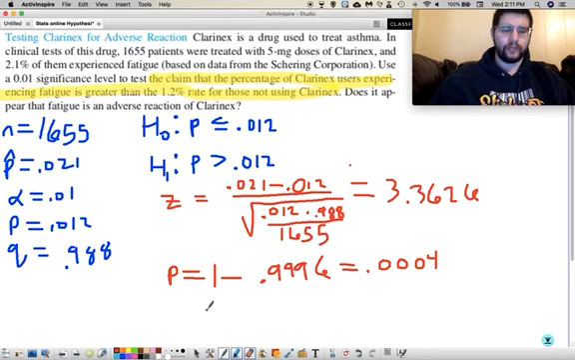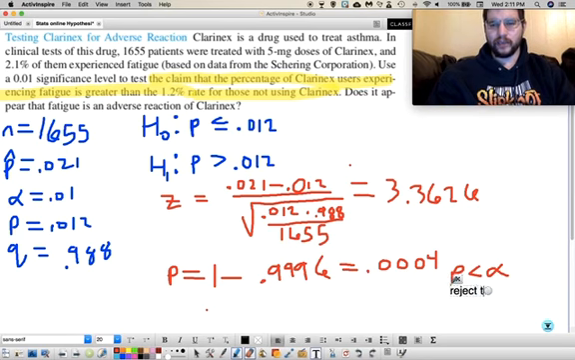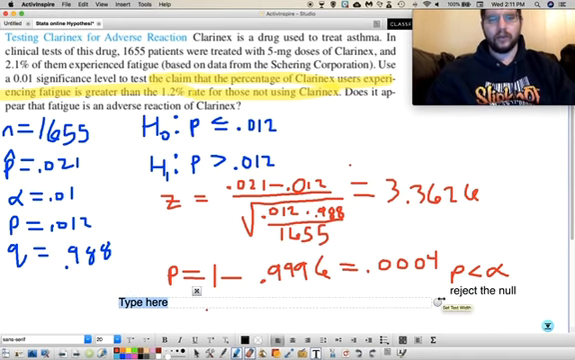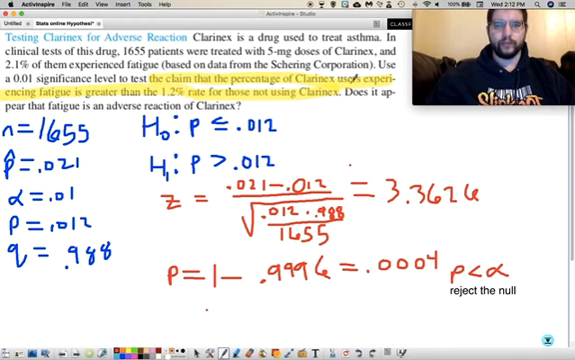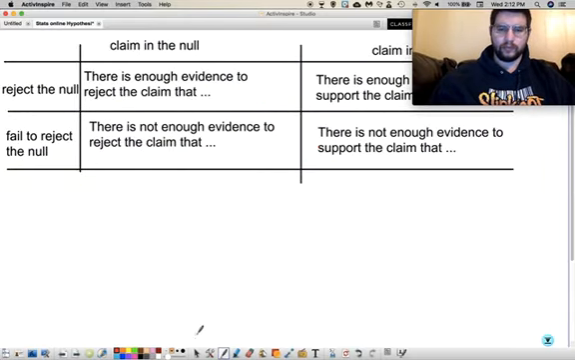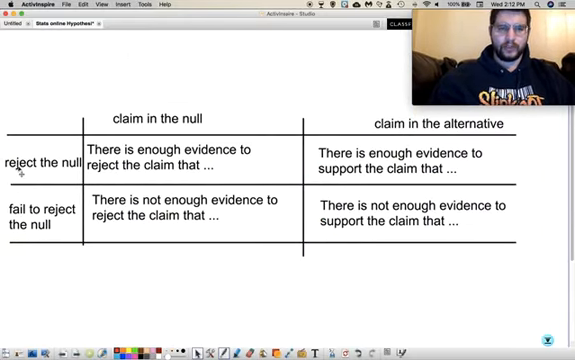So now that we have our p-value, we can write a conclusion. p less than alpha. Oh wait, let me see what alpha is, 0.01. Yeah, it's still less than alpha. Reject the null. And when we talk about the null, we're talking about the null hypothesis. So the claim, oops, I didn't write down where the claim was. So the claim is greater than 1.2. That's in the alternative. If you forgot, claim is in the alternative. Reject the null. There's enough evidence to support the claim. Right here.